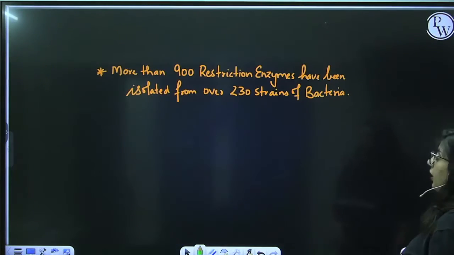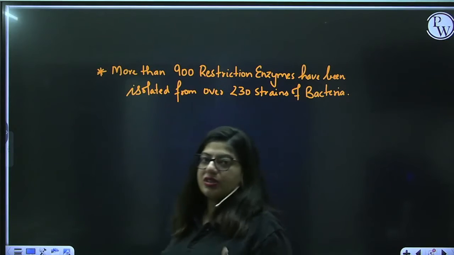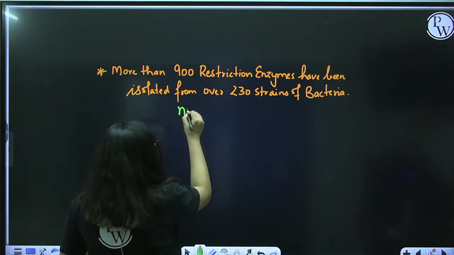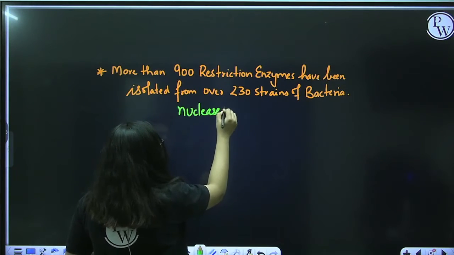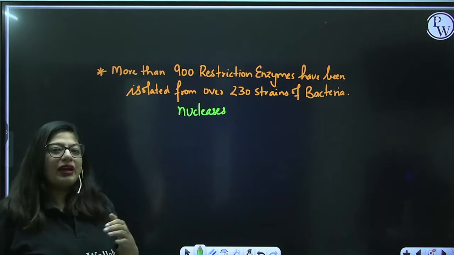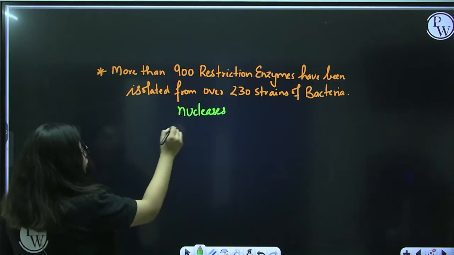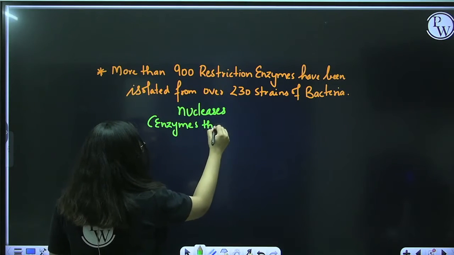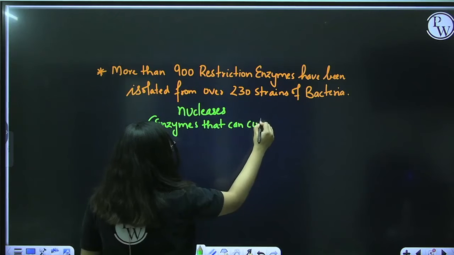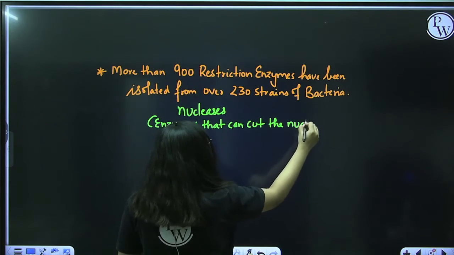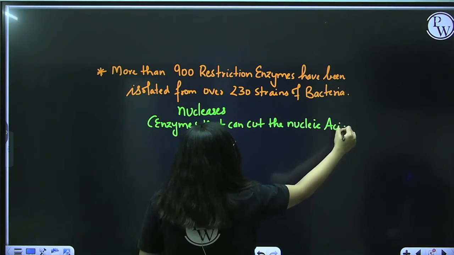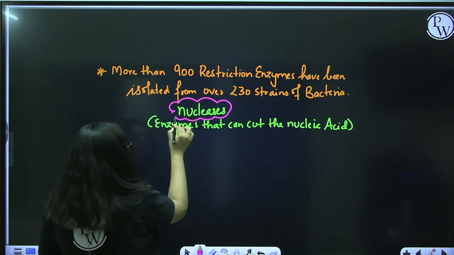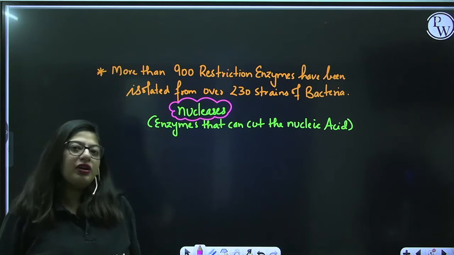Now, to what class of enzyme do these restriction enzymes belong? They belong to a class of enzymes called nucleases. Nucleases are the enzymes that can cut nucleic acids. What are nucleic acids? DNA and RNA. So they belong to this big class of enzymes known as nucleases, which can cut nucleic acids.